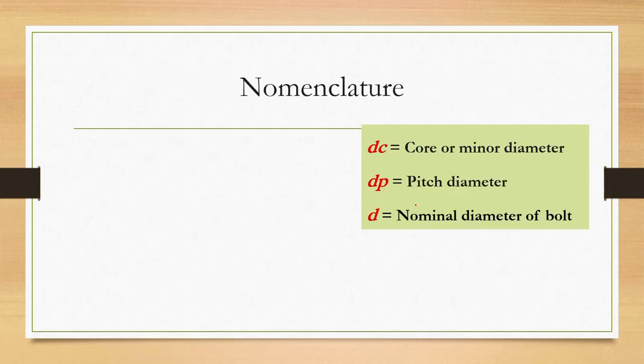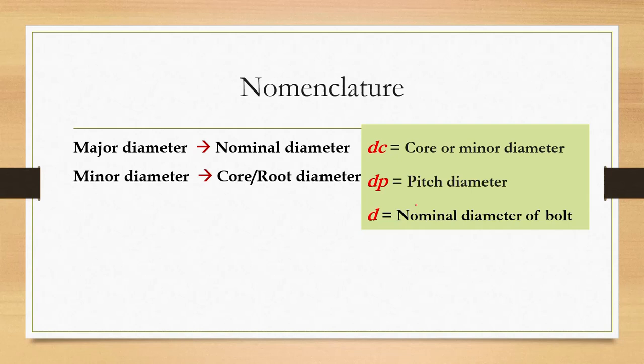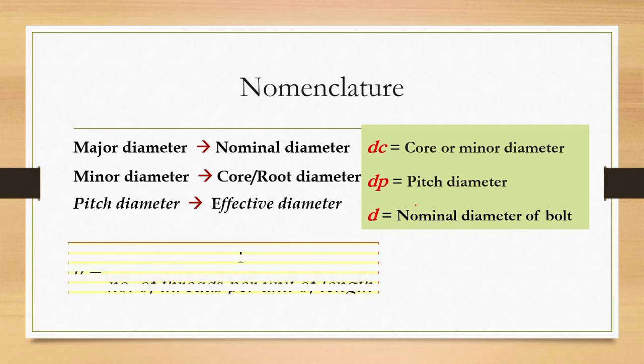Okay, so as I was mentioning earlier, the major dia is also called the nominal diameter, whereas the minor dia is also called the root diameter or core diameter. It's the same thing. If it's mentioned as minor dia, it's the same thing, core or root. And the pitch diameter is also called the effective diameter because stress is actually applied on that pitch diameter. That's why it's also called the effective diameter.